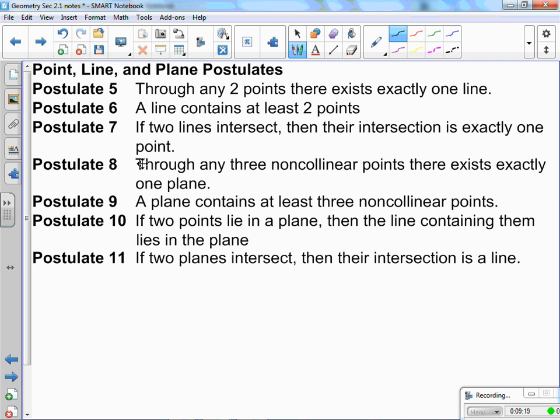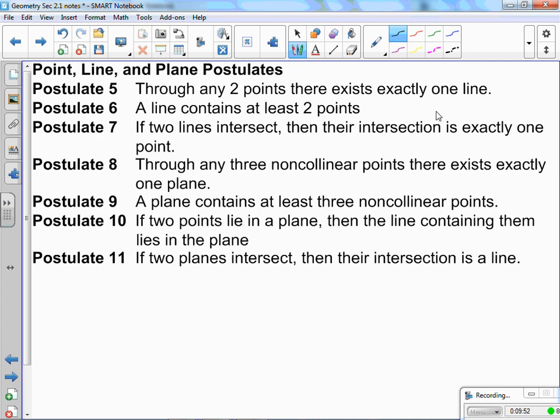All right, so then here we just have a list of a whole bunch of new postulates to add to our toolkit. All right, all about points, lines, and planes. Through any 2 points, there exists exactly one line. All right, so if I have any 2 points, there is exactly one line that I can draw that goes through those 2 points. And a line is going to contain at least 2 points. So if I've got a line, then there has to be at least 2 points on that line.